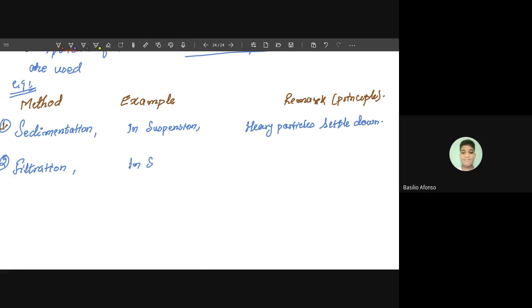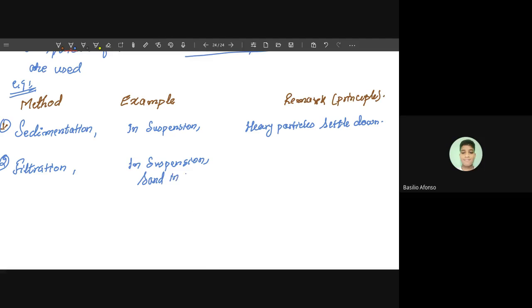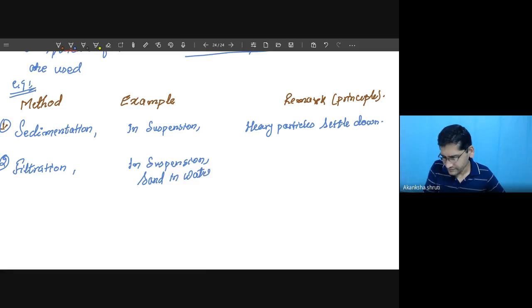Suspension, like sand in water. Can it be used for milk? No, sir, because milk is a colloidal solution that appears homogeneous. Can we use this for a true solution? No, we cannot, sir, because it is dissolved. Their particle sizes are quite comparable to the medium size, so both of them cross.